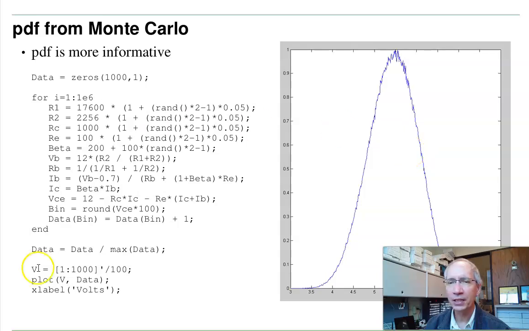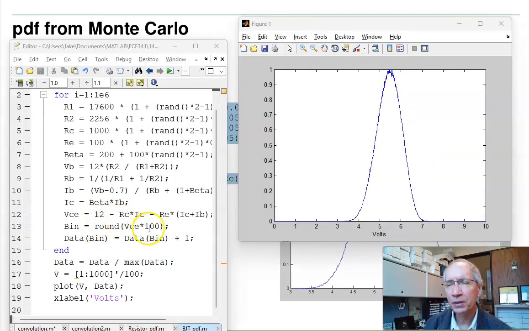So that's what it looks like. So again, the bins are every 100th of a volt, every 10 millivolts. I've got 1,000,000 circuits. Every time I run it, I get a slightly different answer. It's a random process. But the shape kind of stays the same. That's the distribution for the voltage VCE with all these parameters. It kind of looks like a bell-shaped curve.